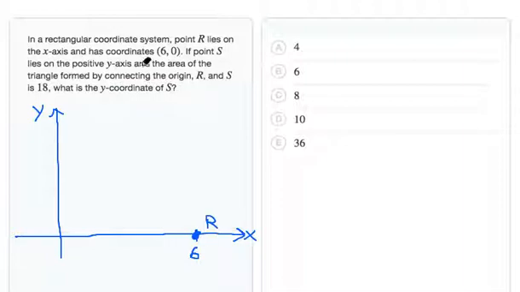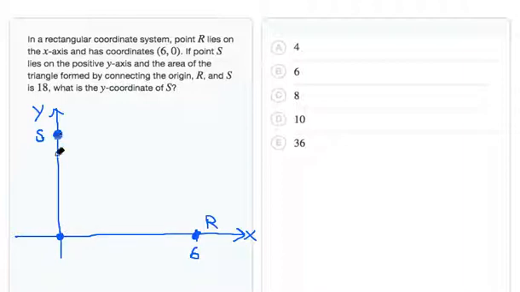We're then told that point S lies on the positive y-axis, but we're not exactly told the value of S. So let's just pick a spot, and we're not going to label it because we don't know the coordinate points of S yet. We're then told that the area of the triangle formed by connecting the origin, R, and S is 18. So the origin is right here, our (0, 0) point.